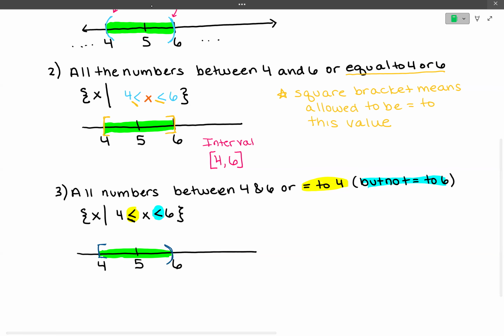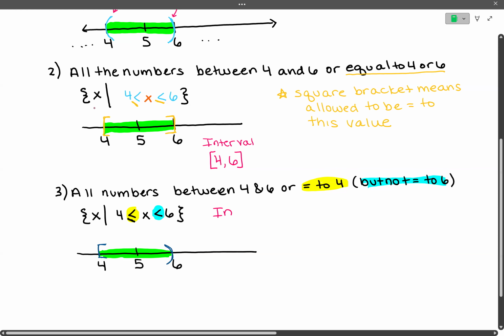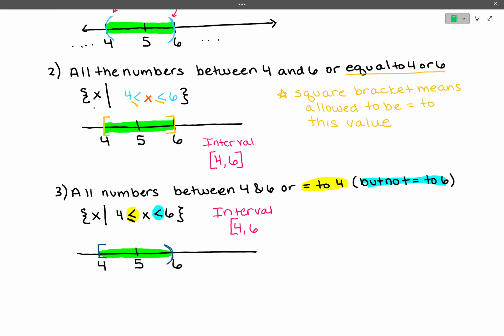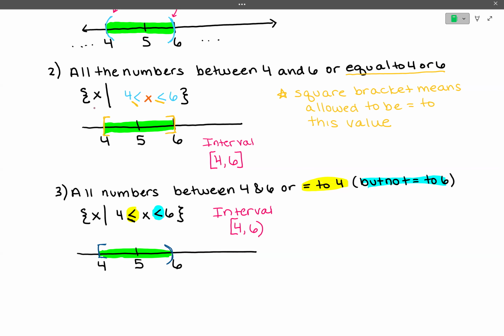So the interval notation in this situation: I'm still going leftist to rightist, 4 to 6, but now 4 I'm allowed to be equal to, so it gets a square bracket, and 6 I'm not allowed to be equal to, so it gets a round bracket or a parentheses.